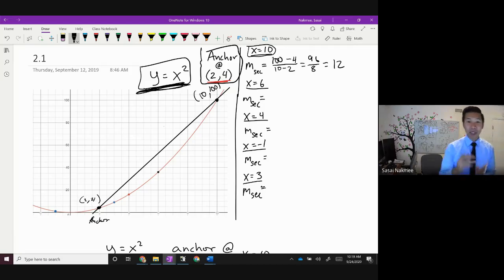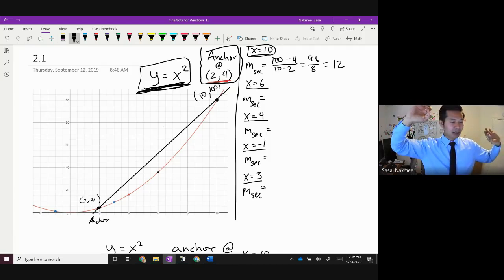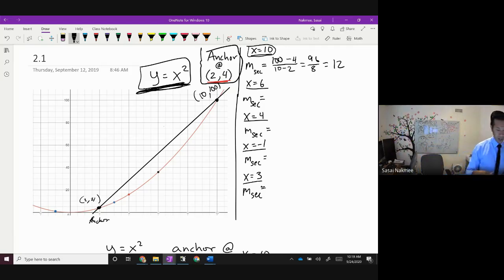And that's the average speed if you think about it, if this was position. If this was a graph of position versus time, then the average speed from the anchor point of 2 all the way to 10 is 12 miles per hour, if x was in hours, I should say, not in minutes. Okay?